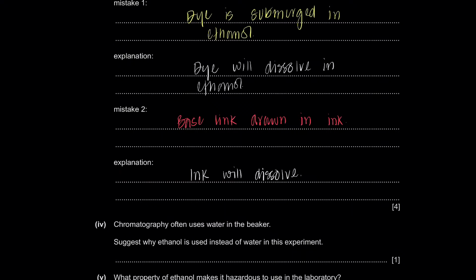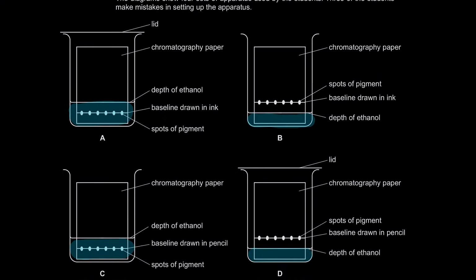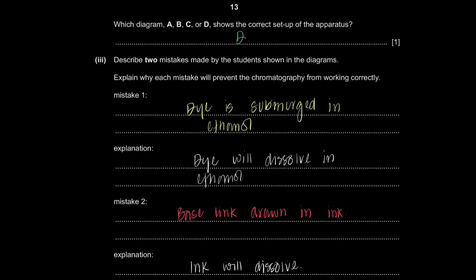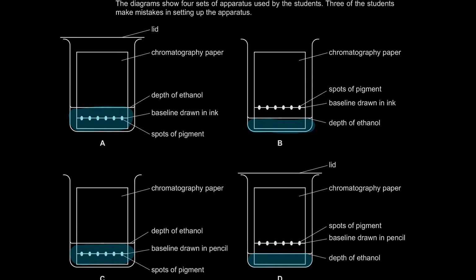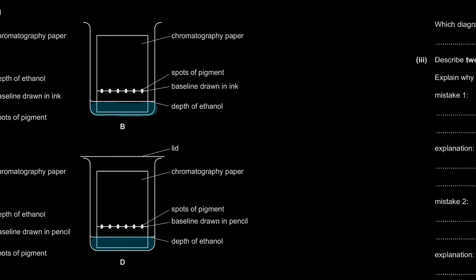The ink mixes with the dyes, making it hard to see. So it will mix up. You can also say it will mix with the dye. Mistake 3, if you're looking for it, lid. Can we see another mistake? Chromatography paper, that's the same. Depth of ethanol, that's just changing. Or you can also say baseline is in ethanol, right? And that would ruin... didn't we say that? Dye is submerged, okay, baseline is below, okay, that we said. Spot of pigment, yeah, I think that's it, three mistakes.